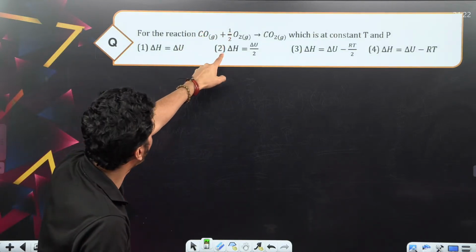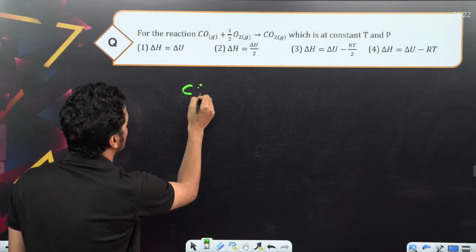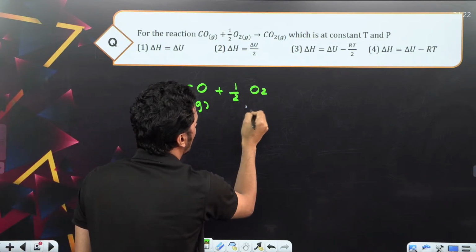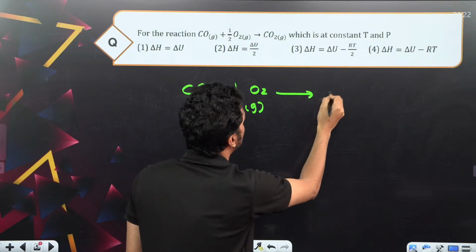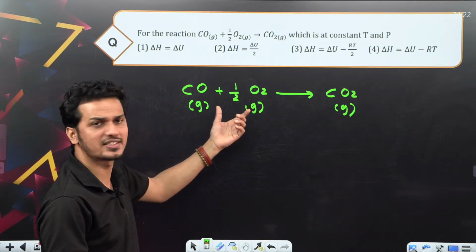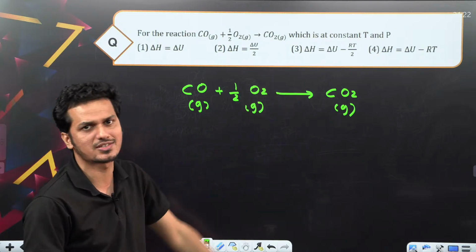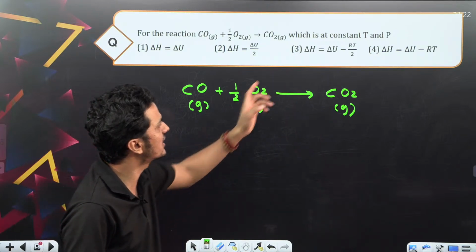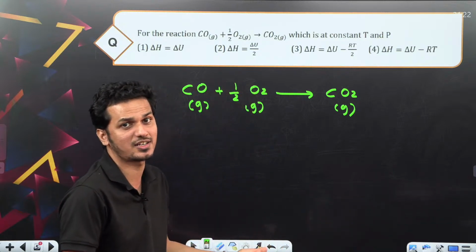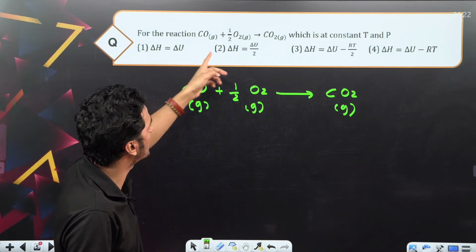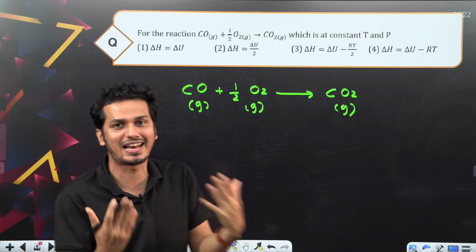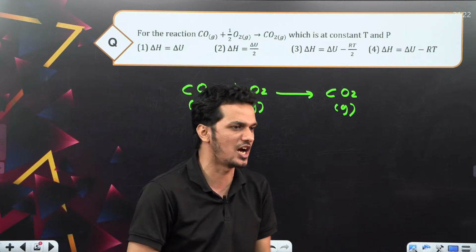This is the question, guys. CO gas plus half O2 gas gives CO2 gas. Carbon monoxide, whenever it reacts with oxygen, gives carbon dioxide. That's the reaction. Then they are asking which statement is correct at constant temperature and pressure. They have given only the delta H, delta U relationship. What's the relationship between delta H and delta U?